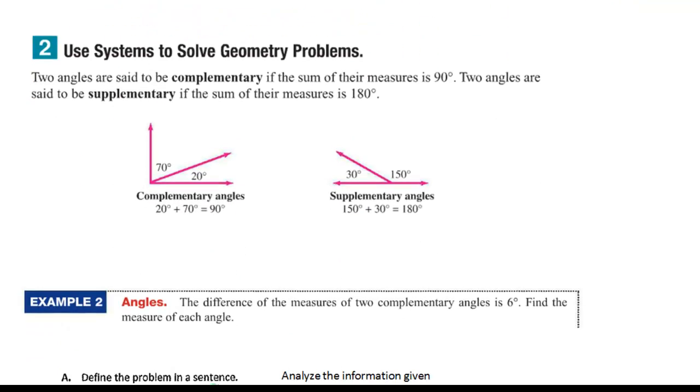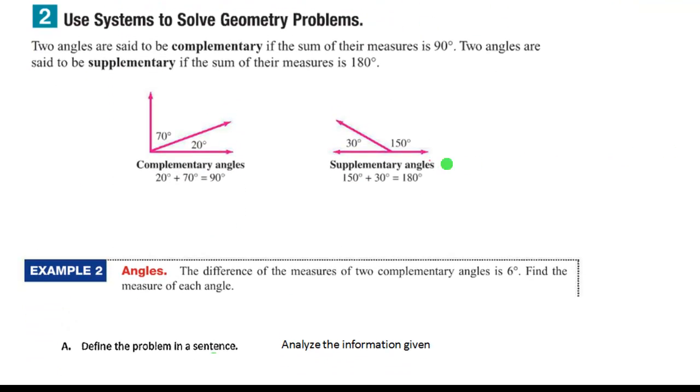All right, here's our next problem. These are systems to solve geometry problems. So we're going to remind you of some vocabulary words. Two angles are said to be complementary if the sum of their measures is 90 degrees. See here, there's a picture. You've got a 70-degree angle here and a 20-degree angle here. When you add them together, you get 90 degrees.